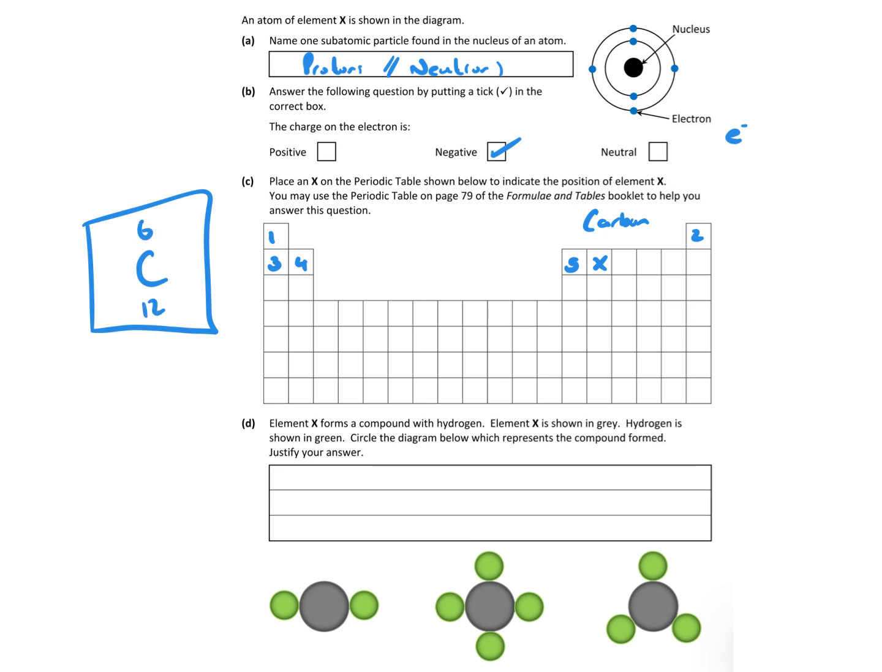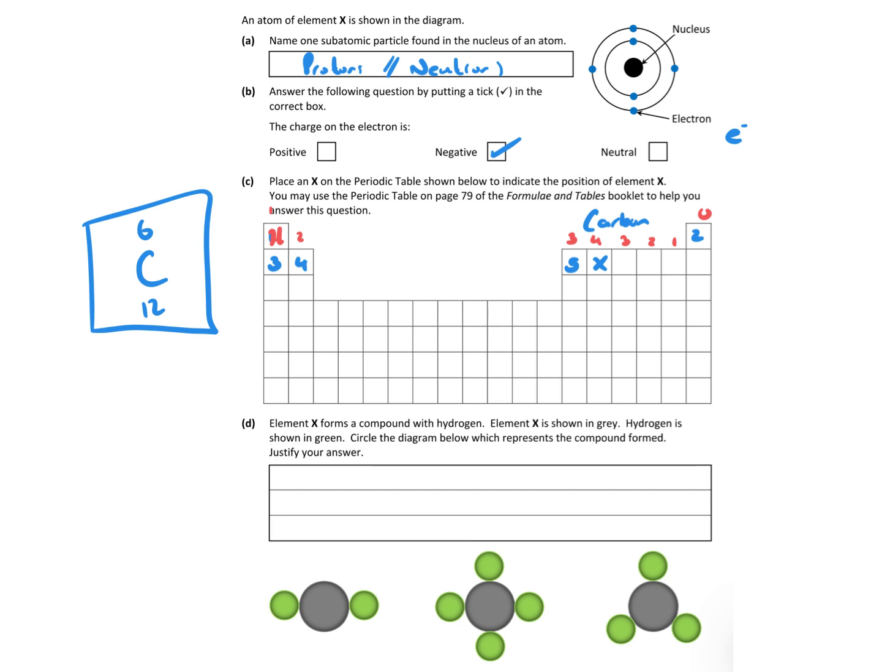Element X forms a compound with hydrogen. Element X is shown in grey. Hydrogen is shown in green. Circle the diagram below which represents the compound formed and justify your answer. Okay, so hydrogen we know is the very first one up here. So that's hydrogen. Let's write in the valencies. 1, 2, 3, 4, 3, 2, 1, 0.